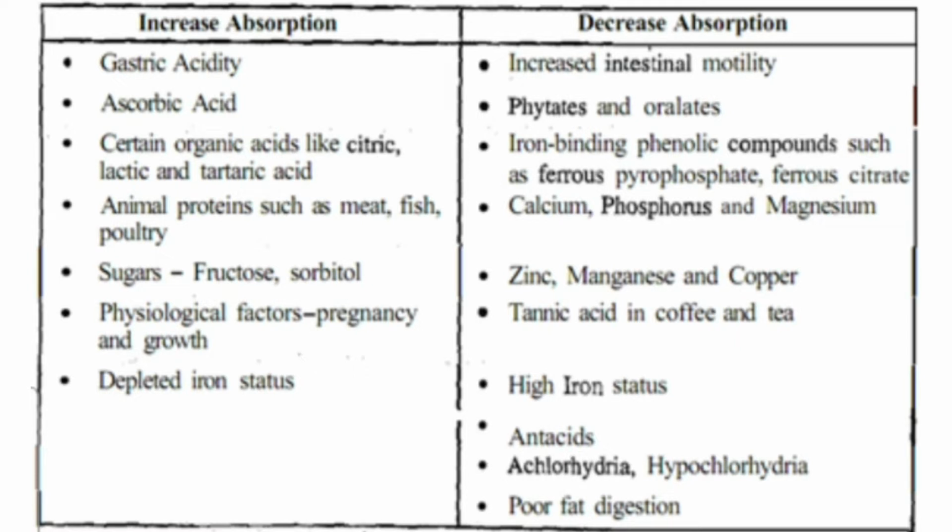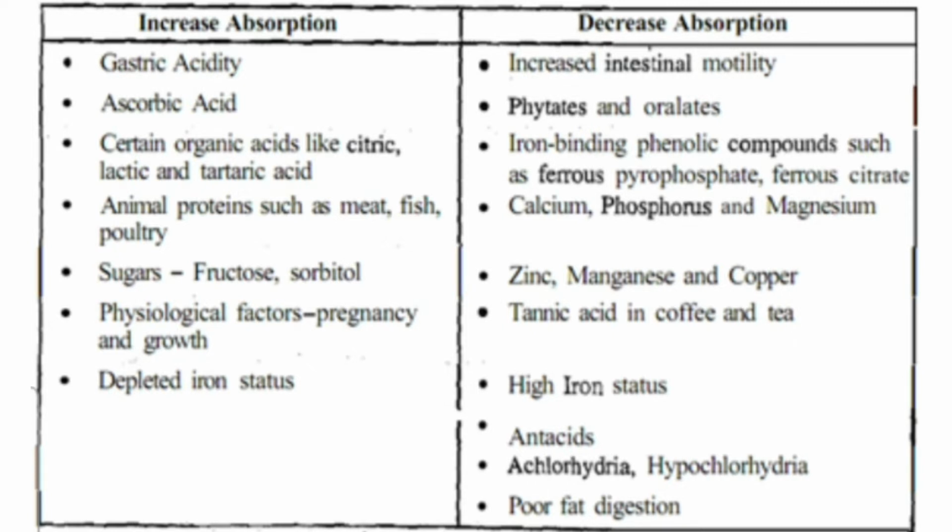And the other factors are those that decrease absorption, like increased intestinal motility, the phytates and oxalates, iron binding phenolic compounds, and calcium, phosphorus, magnesium, which are absorbed in the same way. If one absorption increases, then the other decreases. Also zinc, magnesium, copper, tannic acid, coffee, tea, high iron status, antacids, achlorhydria, hypochlorhydria, and poor fat digestion. So there are many factors that can decrease absorption. Let me discuss those points.